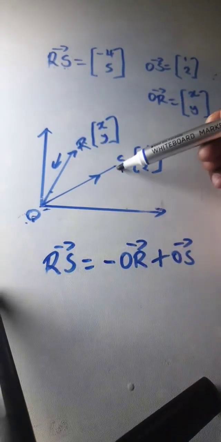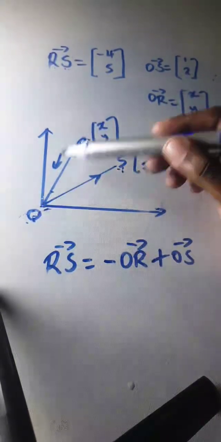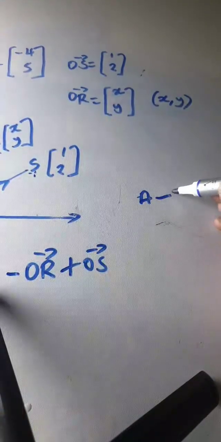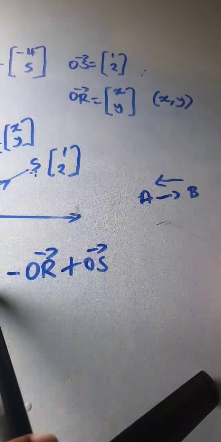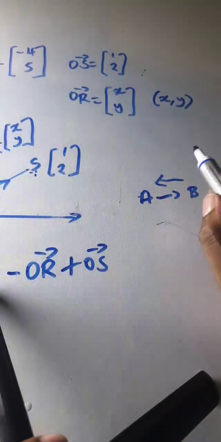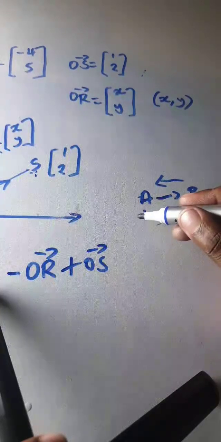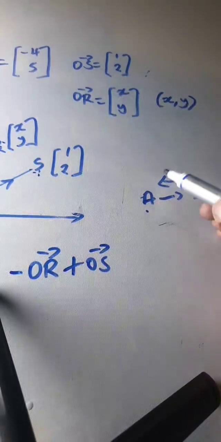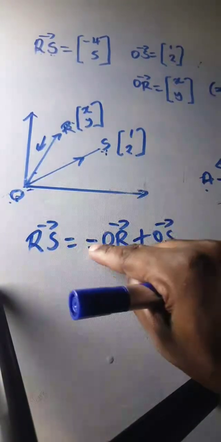From R going to S, we move RO. So moving from R to O, we are going against the actual direction. It's like a one-way road: everyone is supposed to move from A going to B. If someone is moving from B going to A, we say that person is going against the direction. That's why OA carries a negative, to show that it's the opposite direction.